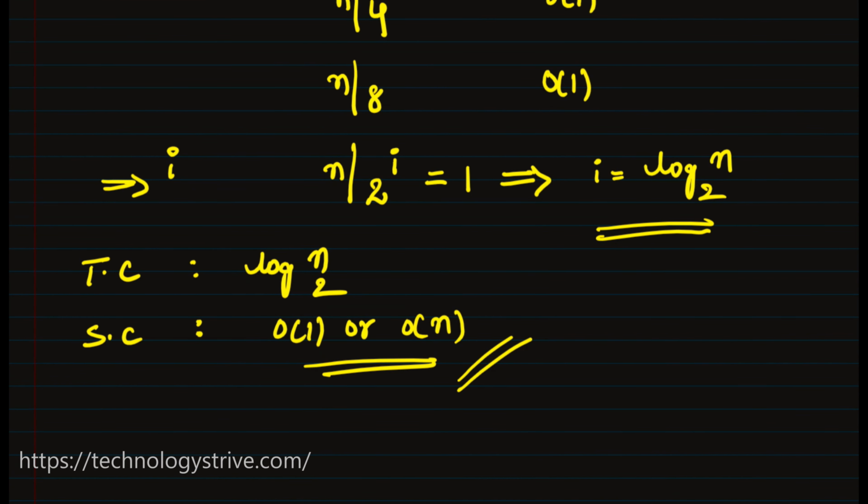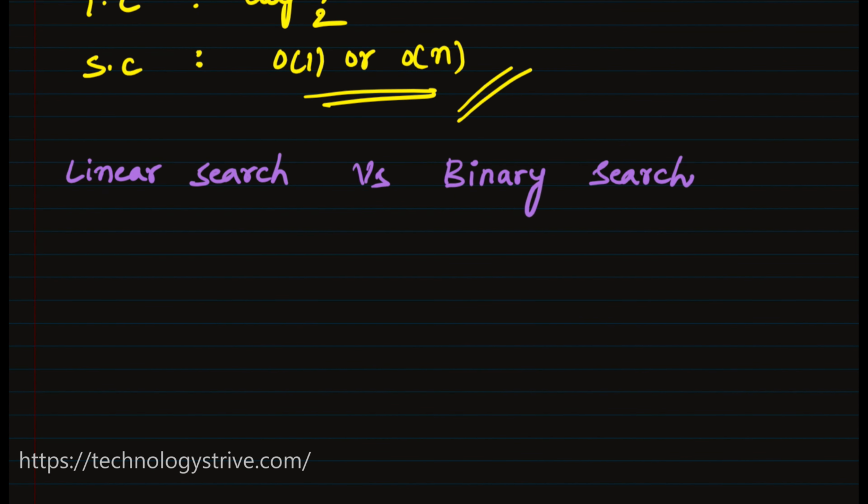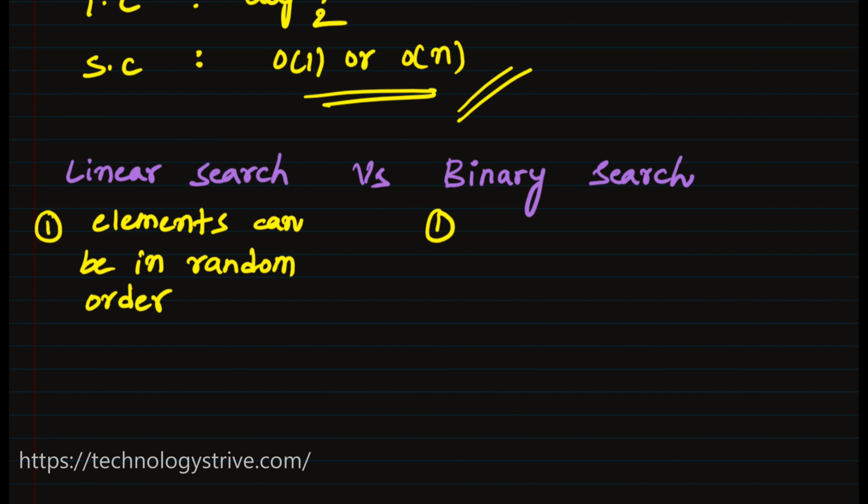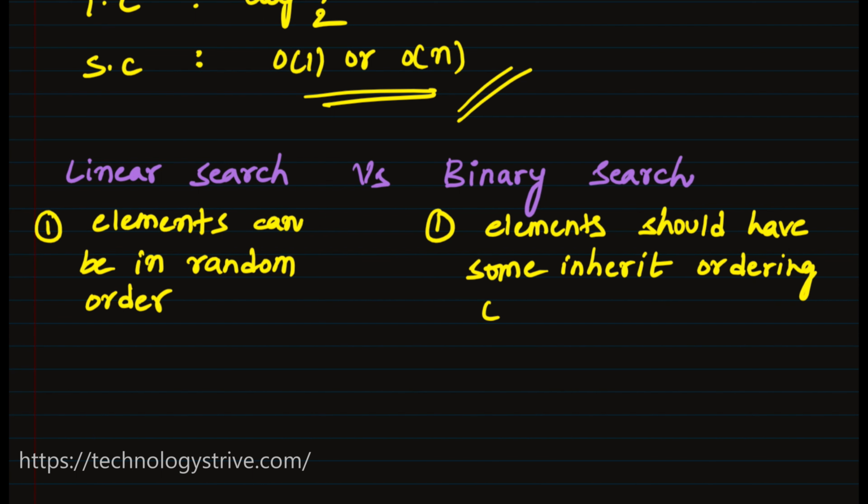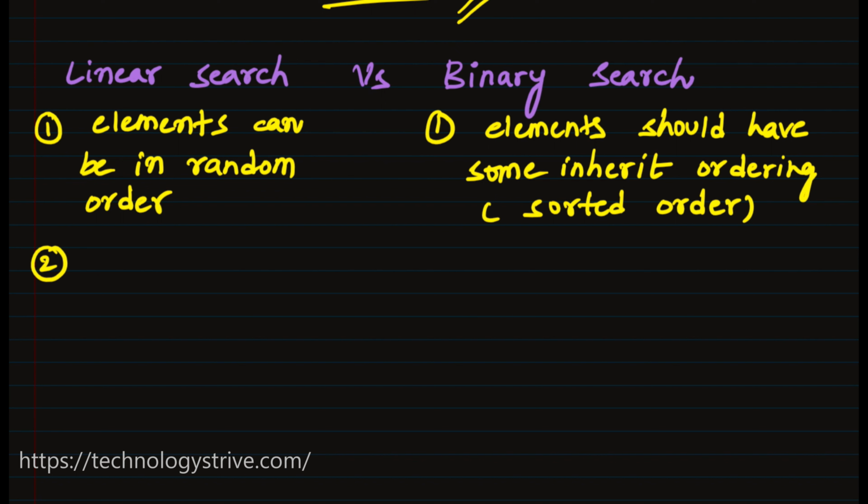So now let's talk about the comparison of these two algorithms. In linear search, elements can be in random order. But in case of binary search, the elements should be in some ordering, for example sorted order. Linear search is also known as sequential search because we are checking each and every element and then proceeding further. But in binary search, every time we are reducing half of the search space, right? And we are achieving log n. So that's the reason the binary search algorithm is also known as logarithmic search.